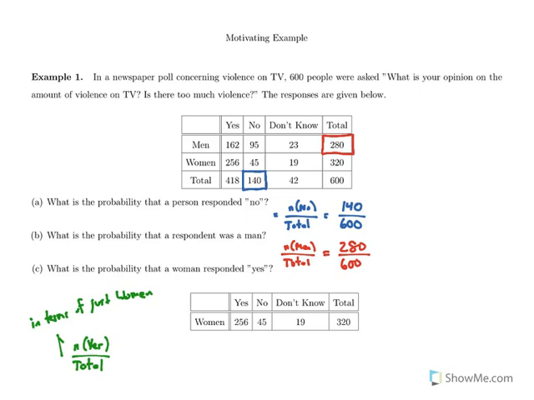So the total here is 320. And the number that said yes in here is going to be 256. So this is the probability that a woman responded yes. We look at just women total, and then how many said yes. So this is our idea of conditional probability. We're going to talk about this for a few more slides.